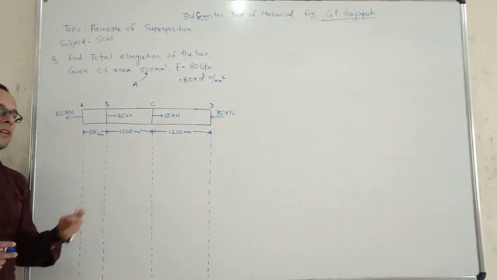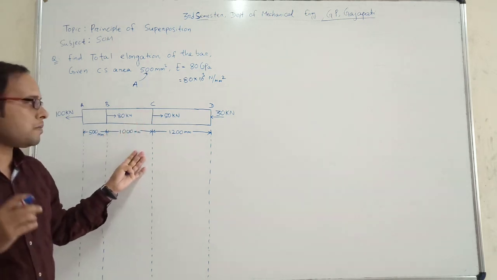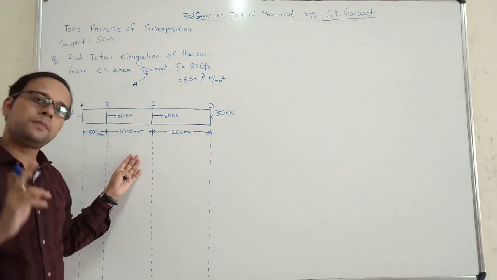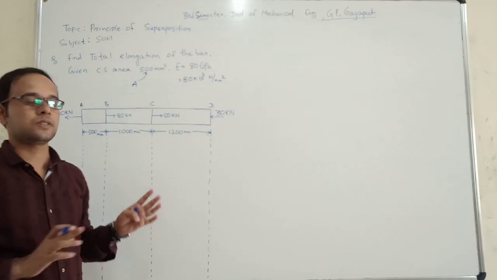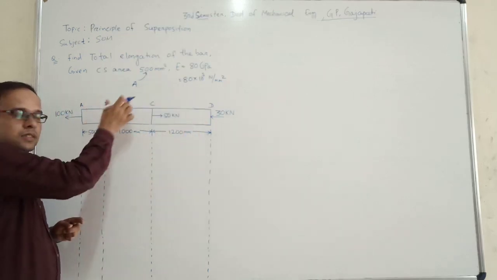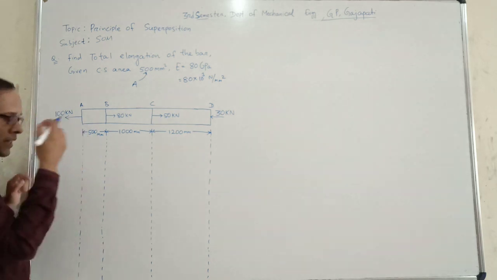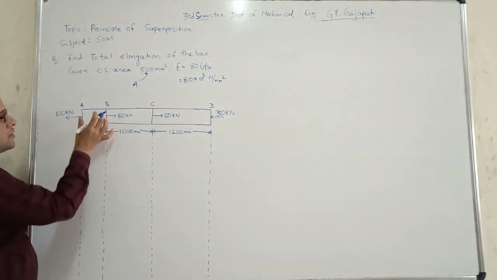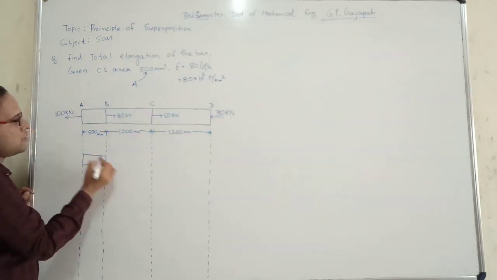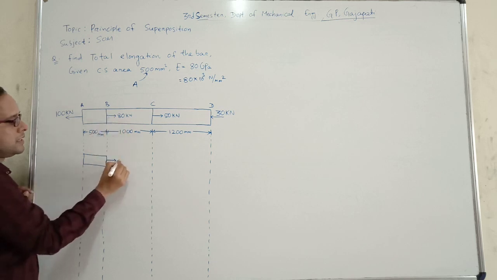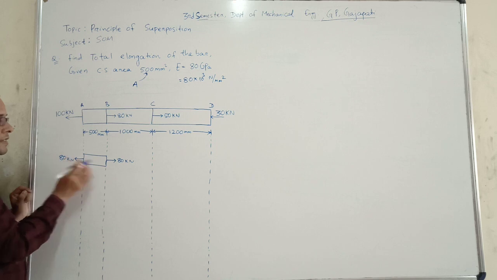So what is the step 1? To proceed with this type of problem, we have to follow the steps. So in first step, we have to divide the bar, the cross sections of the bar, into a number of sections. So let us divide. So take this AB section. We will apply 80 kilonewton here, and we have to apply 80 kilonewton in this direction.